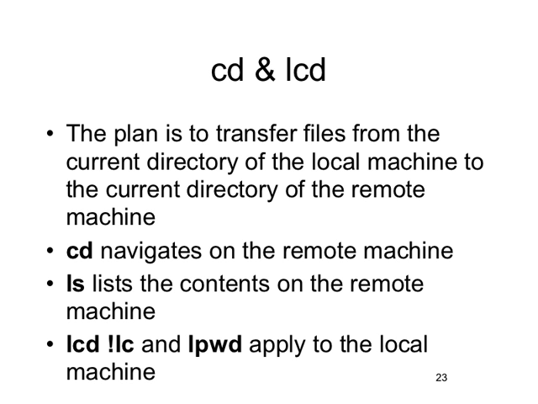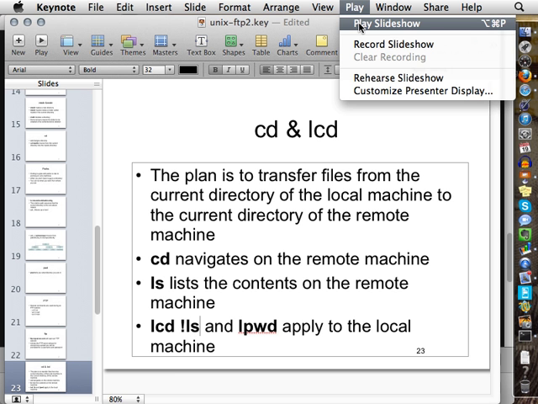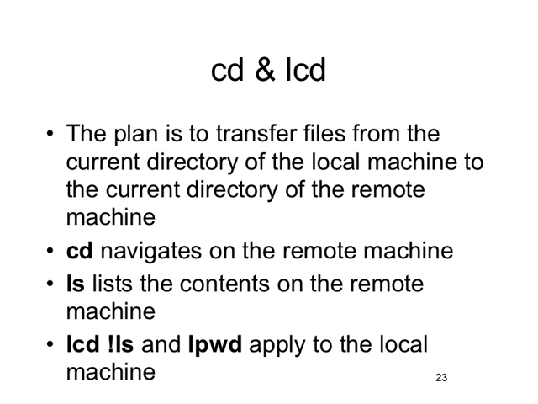And LCD navigates on the local machine. LS lists the contents on the remote machine. And until yesterday, I thought LLS listed the contents on the local machine, but it's actually exclamation mark LS. I guess I saw exclamation mark and just thought it was a typo, that there was some kind of consistency there, but no. And then LPWD will tell you where you are on the local machine. So you're navigating around folders remotely and locally. So CD moves remotely, LCD moves locally.